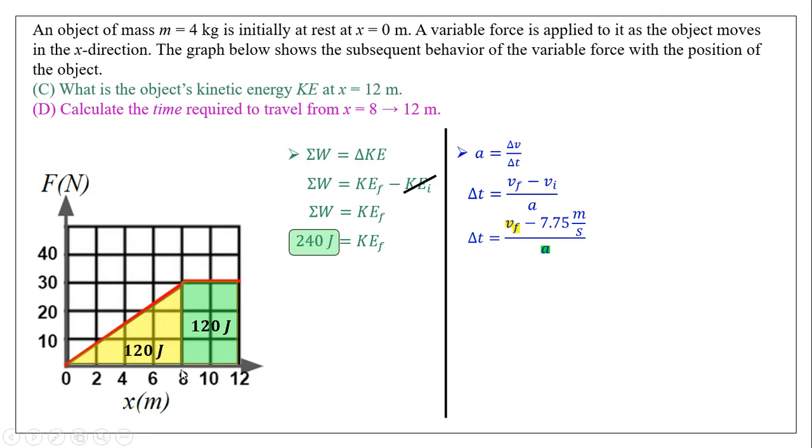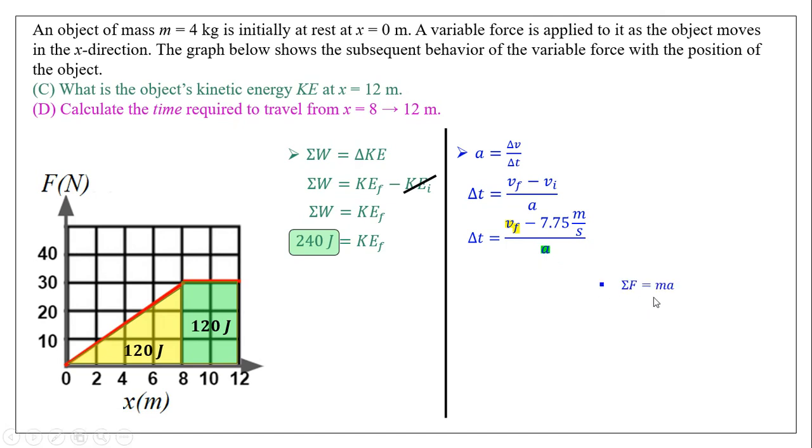So in the previous part, we found that the velocity, or the speed, excuse me, at 8 meters is 7.75 meters per second. I want to take the final velocity and subtract the initial velocity. So here, final velocity is unknown. The initial velocity starting at 8 meters is 7.75. I don't know what my acceleration is. So here I have highlighted VF and A. I have two things that I need to find. But this is pretty light work, okay?